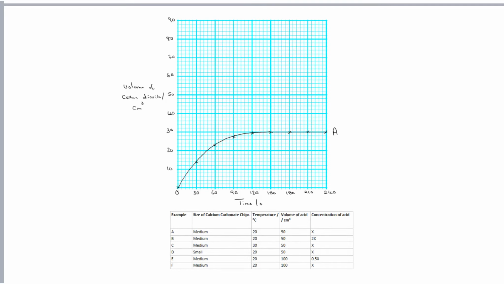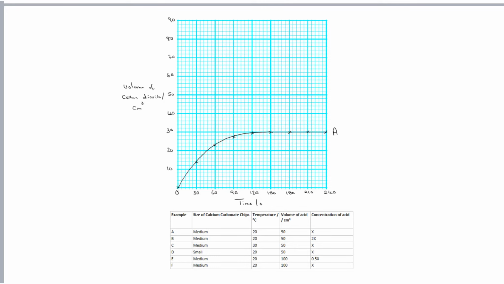Let's look at D this time. So how's D different from A? Well, we've got small calcium carbonate chips this time. Everything else is the same. So a greater surface area of the calcium carbonate. Remember, same mass but greater surface area, greater rate of reaction.